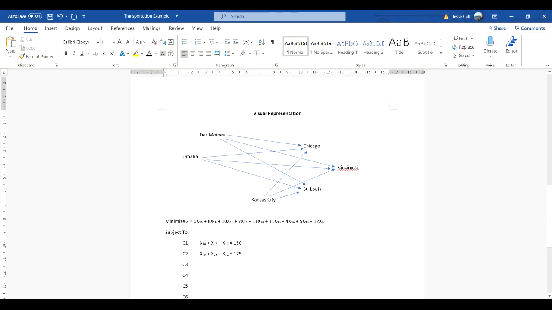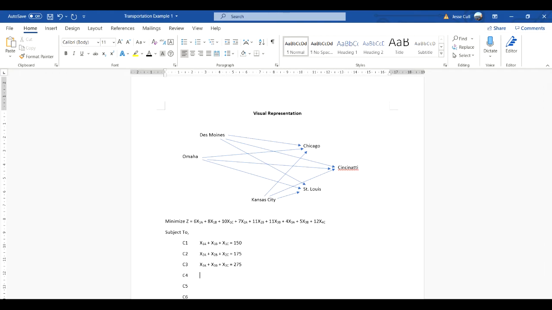C3, we see X3A plus X3B plus X3C must be equal to 275 tons. Again, all we're doing is listing the key information that from our third storage site, which is Des Moines, we can only ship 275. More than that simply does not exist.